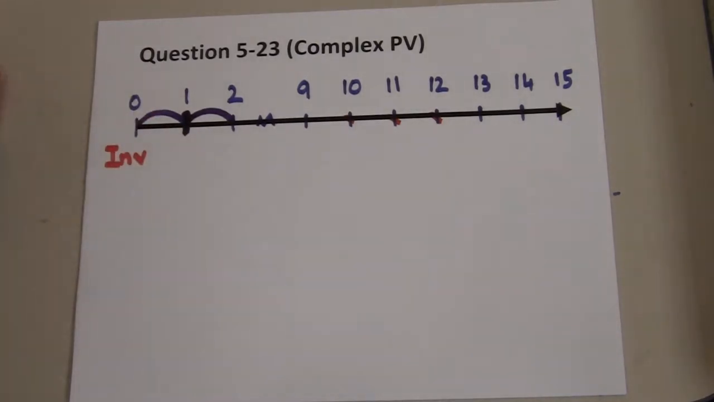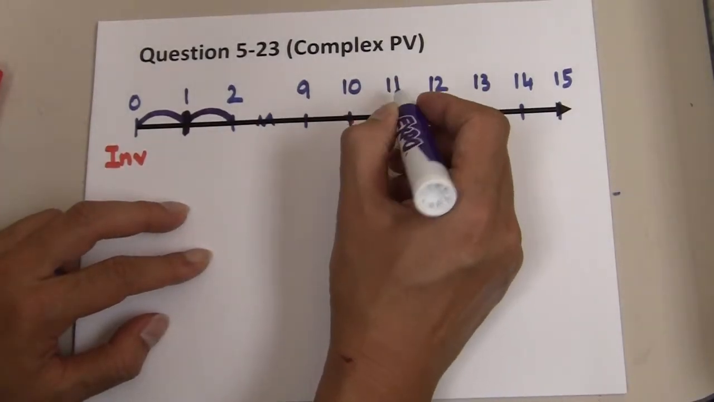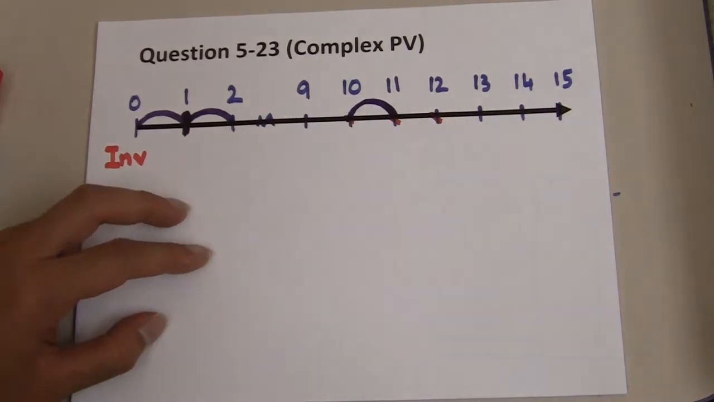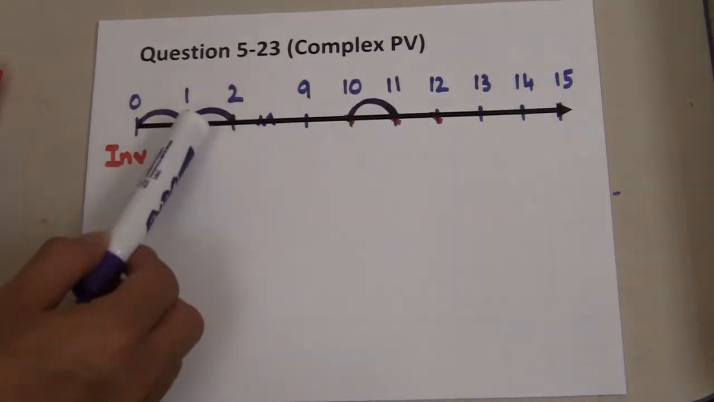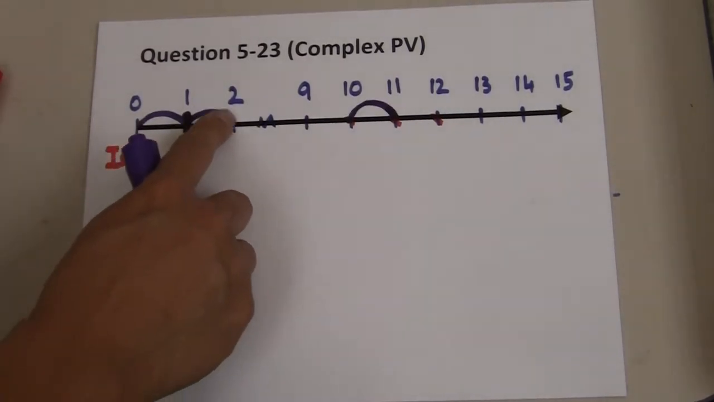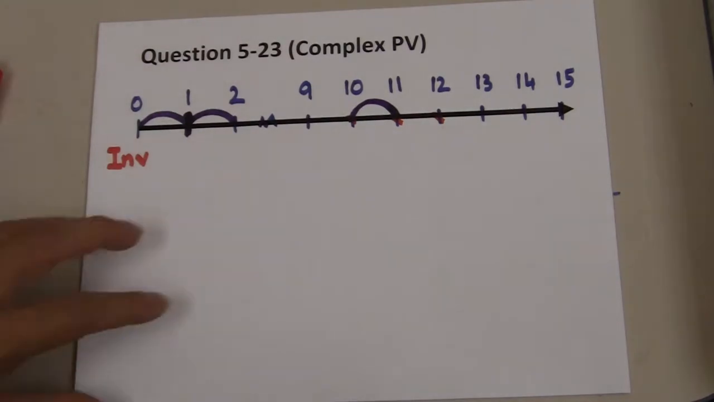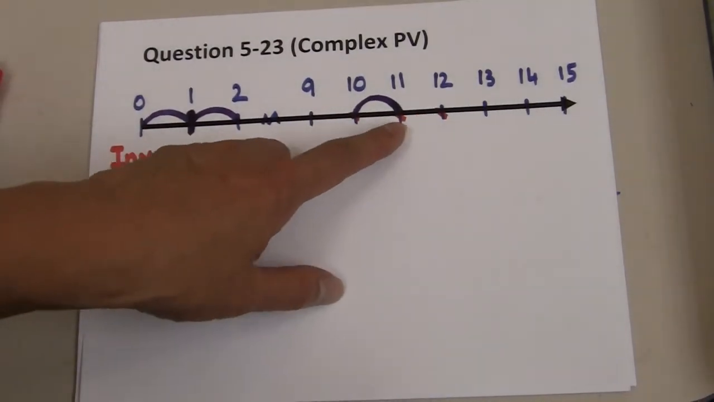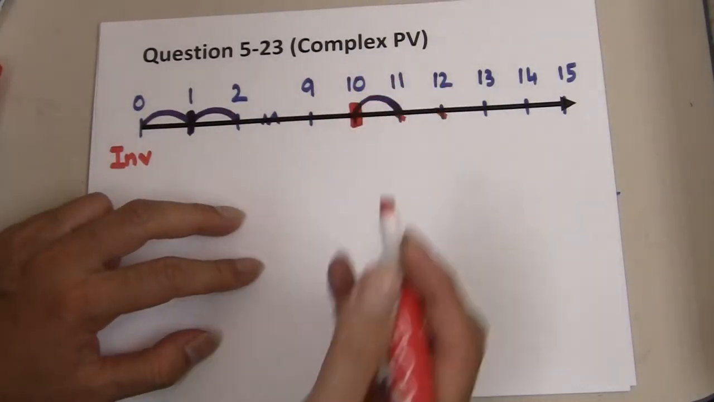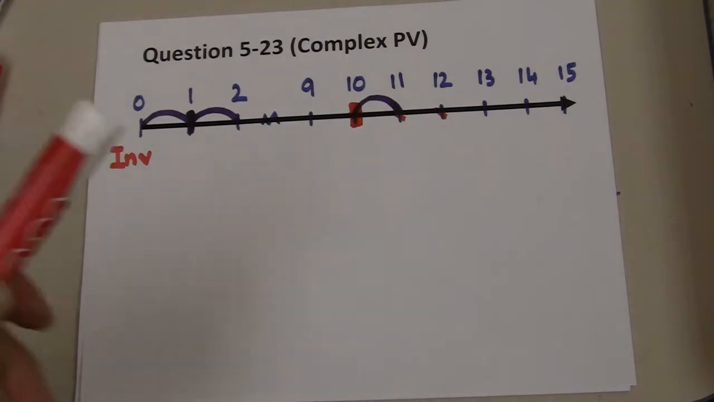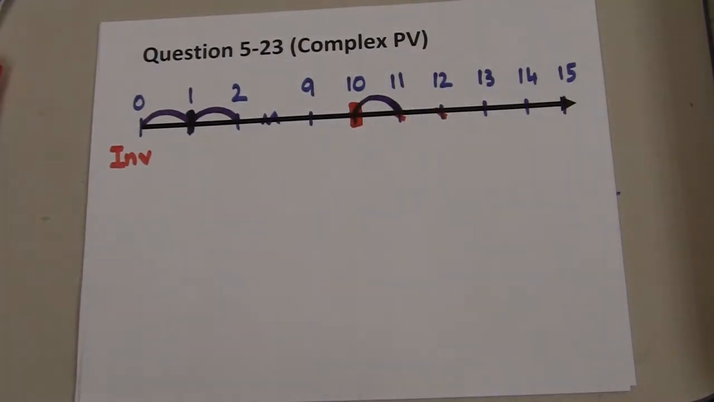In the same token, the beginning of year 11 is here. Why? Please think about that; don't take my explanation for granted. Here is year 11, and at year 11. Look at year 2, and at year 2. So here is year 11, and therefore the beginning of year 11 is this point. It means at that point, you start to withdraw your money.